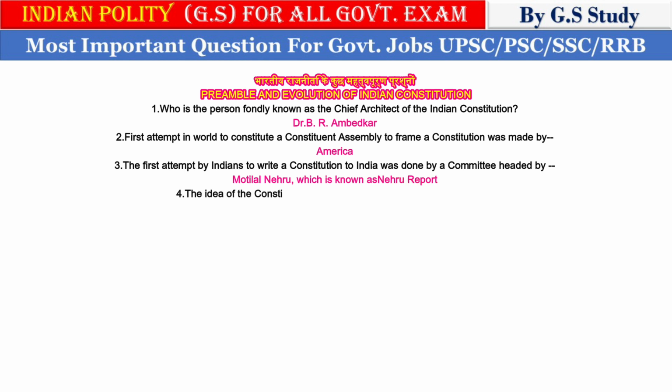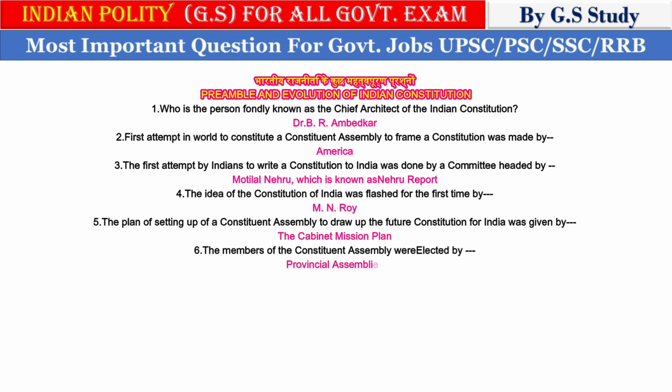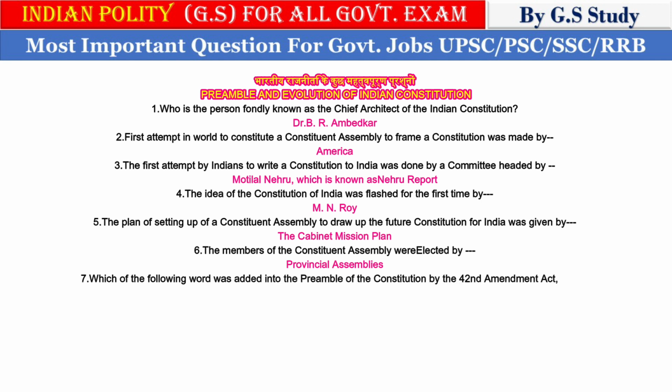4. The idea of the Constitution of India was flashed for the first time by M. N. Roy. 5. The plan of setting up of a constituent assembly to draw up the future constitution for India was given by the Cabinet Mission Plan. 6. The members of the Constituent Assembly were elected by provincial assemblies. 7. Which of the following word was added into the preamble of the Constitution by the 42nd Amendment Act, 1976? Socialist. 8. From which constitution was a concept of a 5-year plan borrowed into our constitution? USSR.